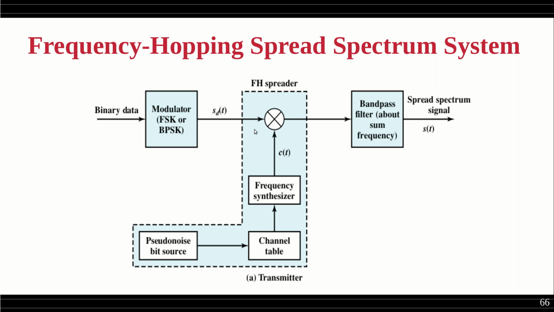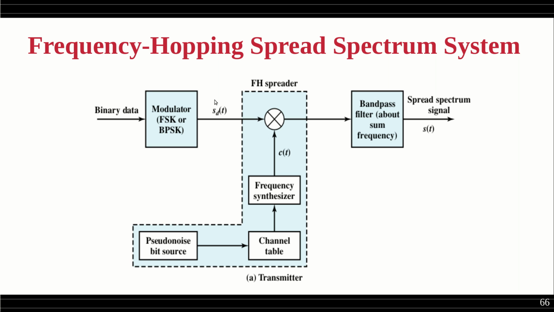This random number generator will just be generating a number, and corresponding to that number a particular frequency will be generated by the frequency synthesizer. Now, what is the frequency hopping spreader doing? The input signal will have some reference, some central frequency, right, and to that central frequency this will be added.